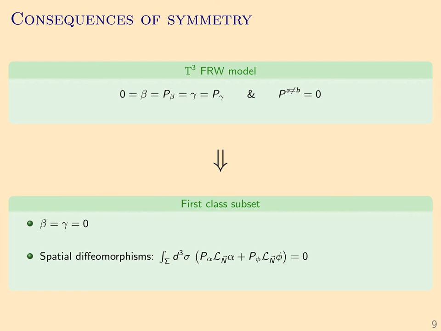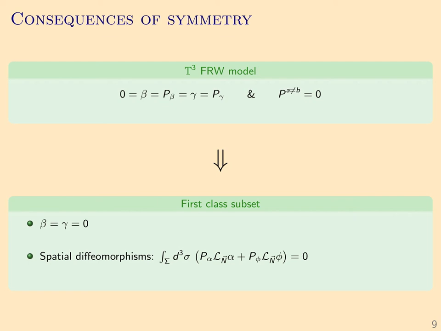Now, what we need to do is find a first-class subset of these constraints because we want to impose them at the quantum level as strong operator equations, so in a Dirac-type quantization. Then we can't have second-class constraints, and obviously in the first set, for example, beta and p beta are second-class, so we can't impose beta and p beta at the same time. Therefore, we choose the following first-class subset. We choose beta and gamma equal to 0, and we choose all spatial diffeomorphisms acting on alpha p alpha and phi p phi, where phi p phi is just the matter content of our theory.